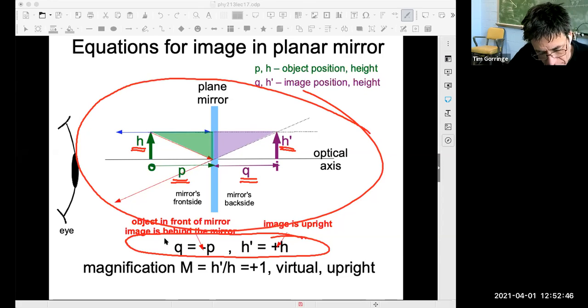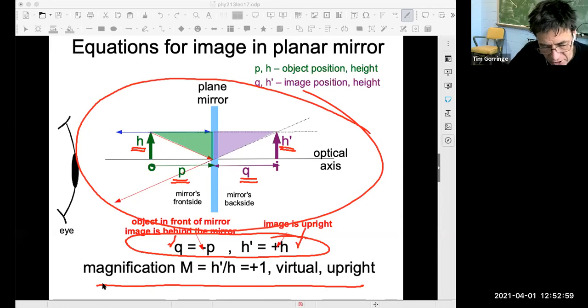And so this guy over here and this guy over here are the two key equations describing the image formed in a plane mirror. We talk about the magnification, which is defined as the ratio of the image height to the object height, as being +1 here. It's the same size as the object, so there's no magnification.